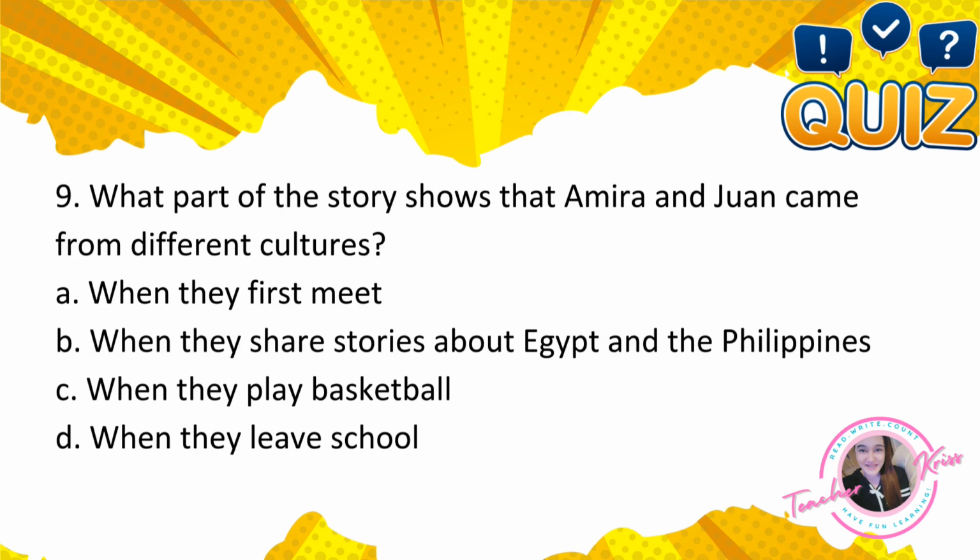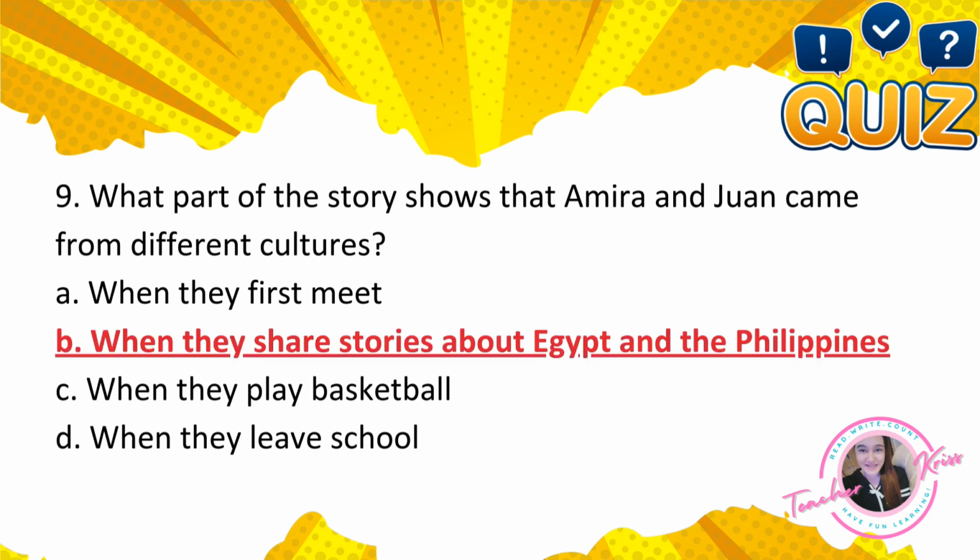Number 9. What part of the story shows that Amira and Juan came from different cultures? Letter A. When they first meet. Letter B. When they share stories about Egypt and the Philippines. Letter C. When they play basketball. And letter D. When they leave school. Alright, the correct answer is letter B, when they share stories about Egypt and the Philippines.